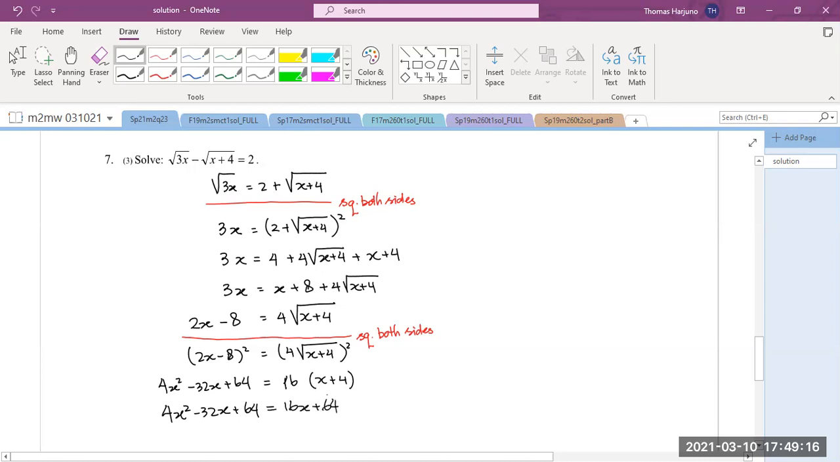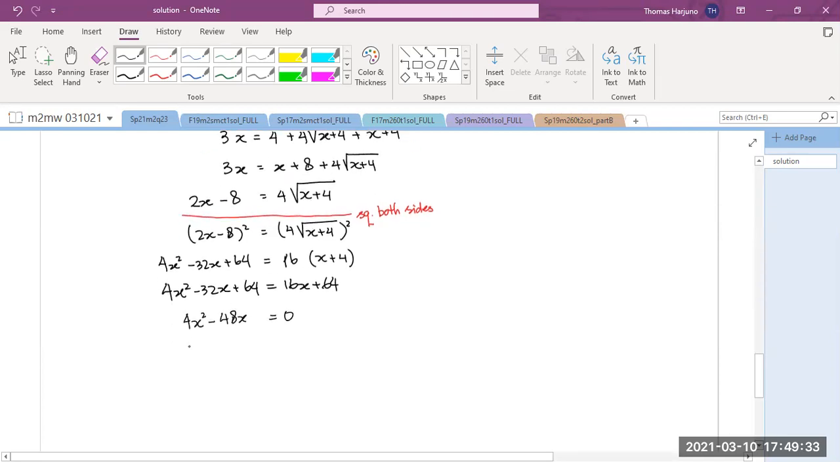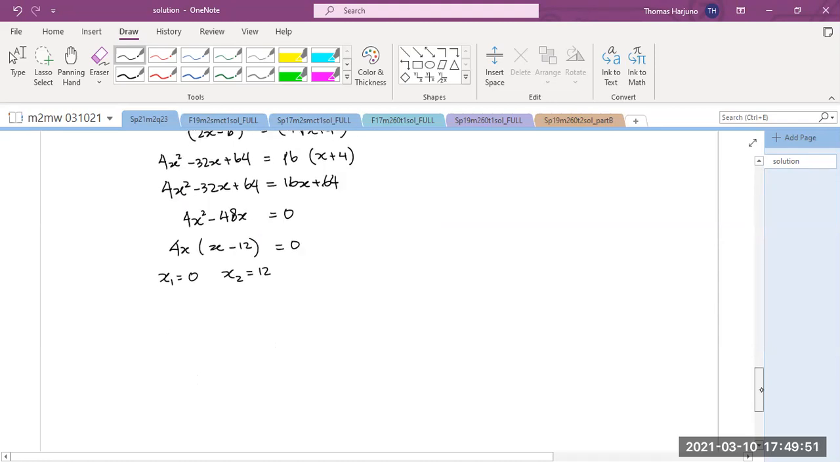Hey, at least the 64 cancels. Okay, subtract by 60, subtract by 16x, I get 4x squared minus 48x equals 0. Then I can factor 4x. Right, so x minus 12 equals 0. So x1 equals 0, x2 equals 12. But I need to do the checking though, that's the thing. Okay, I need to do the checking.